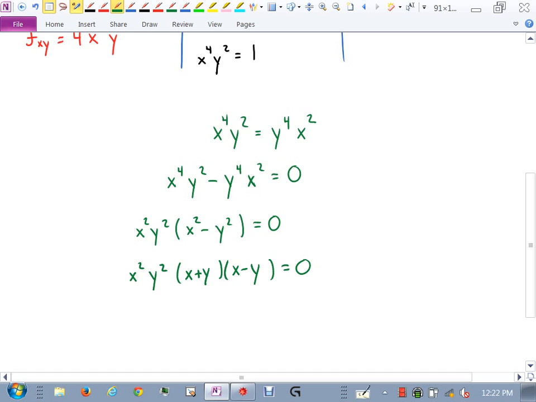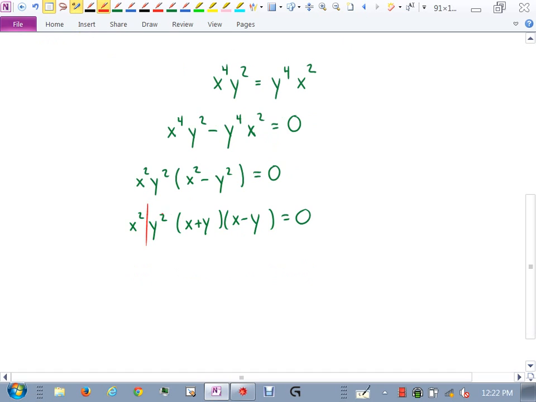What are our solutions then? We set each of the factors equal to 0. There are 4 factors. First one, x is 0, then y is 0. We already know we're going to throw those out, right? The next one is x equals negative y. The next one is x equals y. That's what we get when we set each of those equal to 0. We chunk these two because those are not in the domain of our original function. So all I know is that either x must be identically y or they must be opposite in signs.